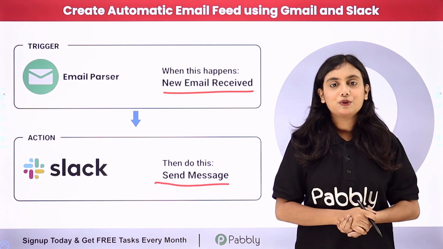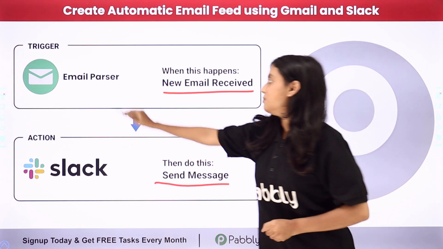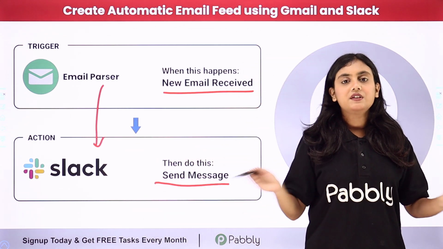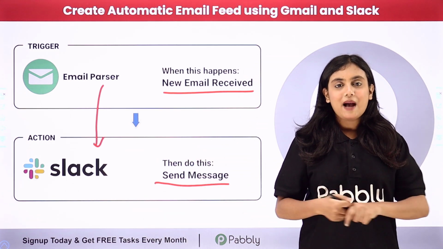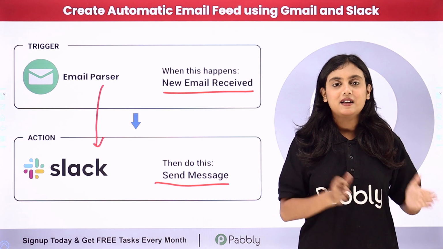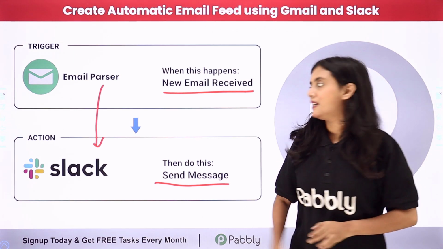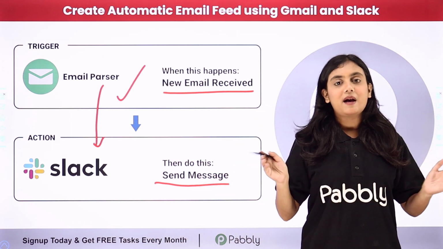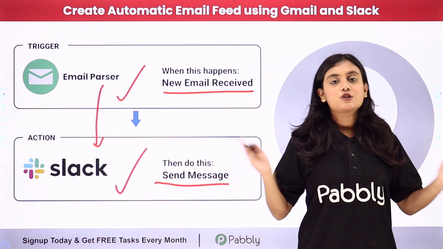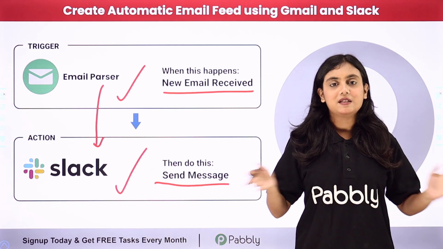For that, we are going to simply create an automation between email parser and Slack with the help of Pabbly Connect. Pabbly Connect runs on two concepts, that is trigger and action. In this process, my trigger application is going to be email parser and my action application is going to be Slack. So if you want to learn how to do this automation, then let me take you to my screen.